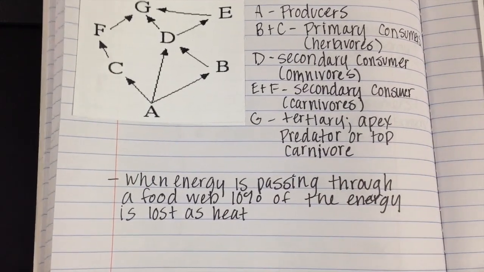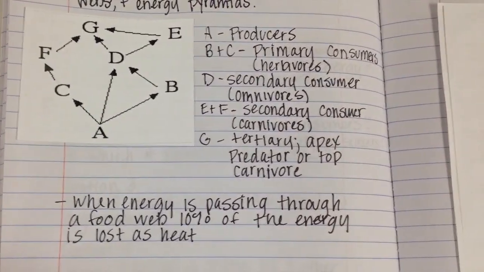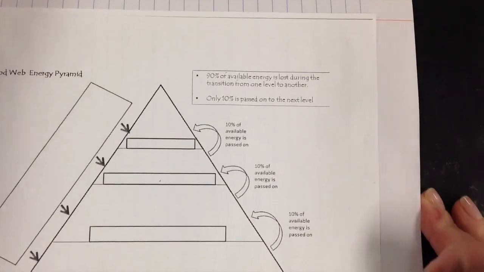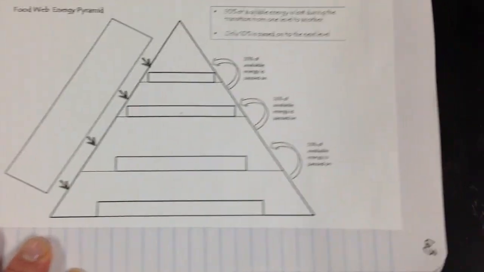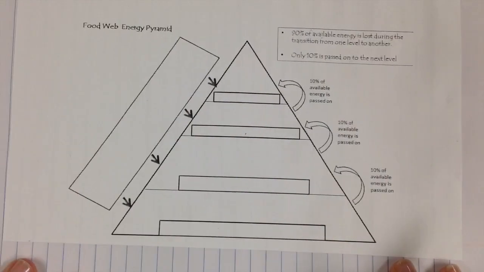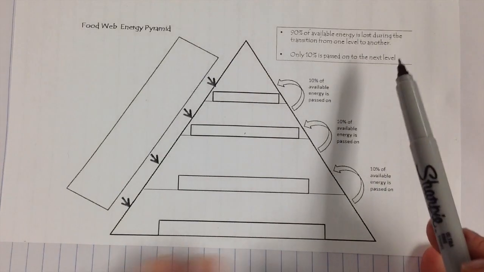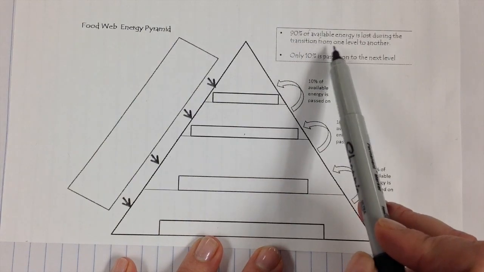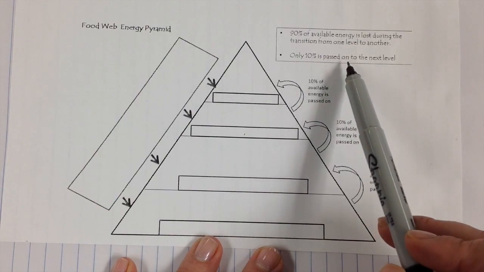All right, we're going to come back to this page possibly, but we're going to move on to page 63, where you're going to glue in the pyramid, the energy pyramid that you received. So this is page 63. You're going to glue it in. We're going to go through the notes on this. Okay? If you notice on the top right corner, it says 90% of available energy is lost during the transition from one level to another. It also says only 10% is passed on to the next level.